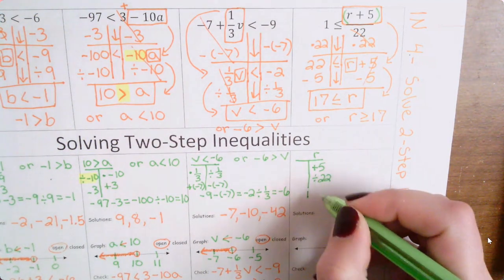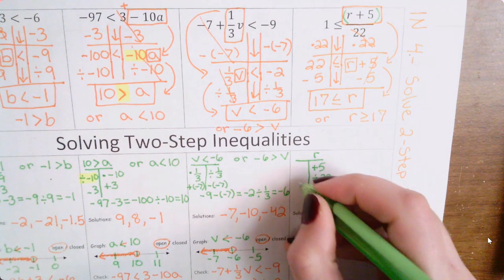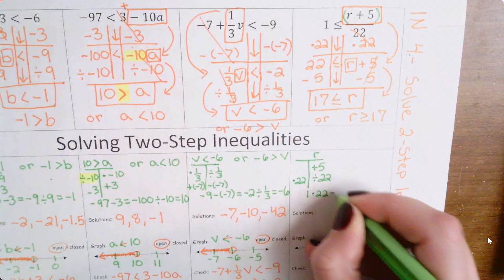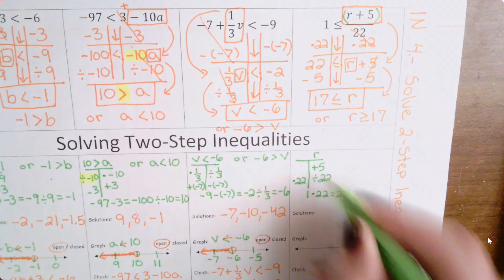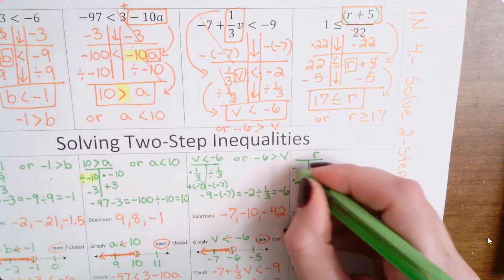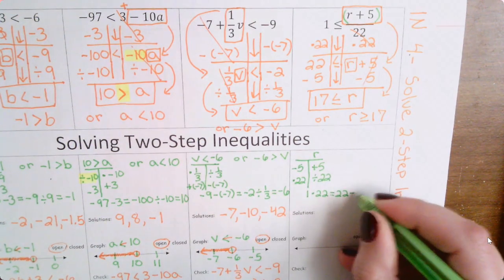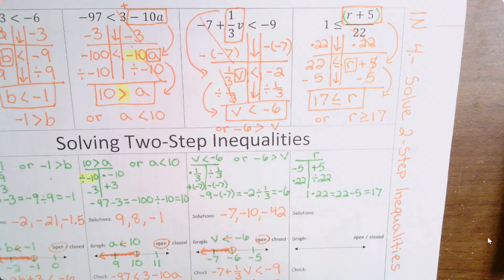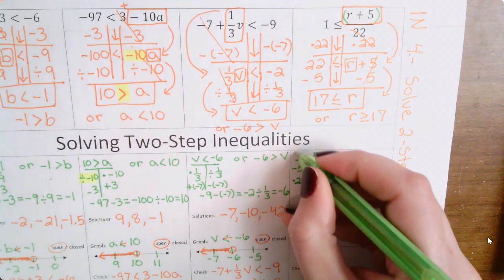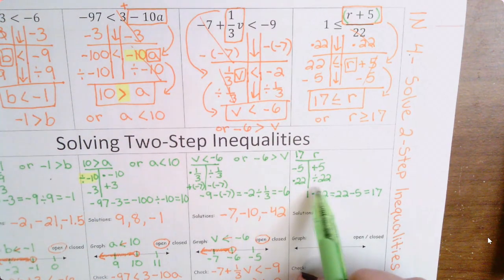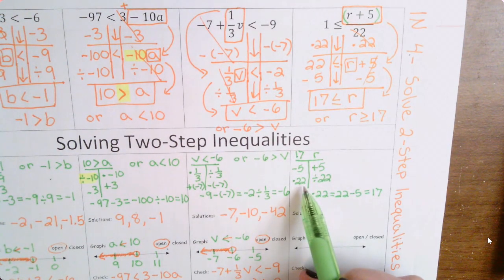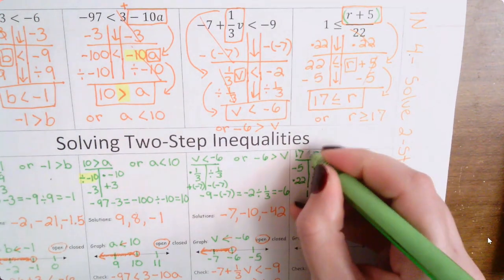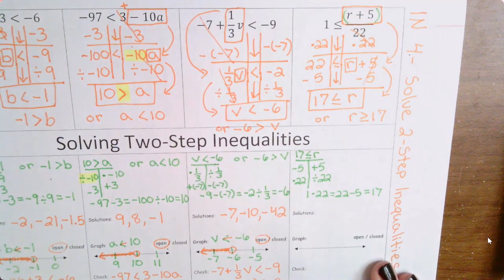So the opposite of dividing by 22 would be multiplying by 22. So 1 times 22 gives me 22. The opposite of adding 5 would be subtracting 5. So 22 minus 5 gives me the 17. So again, I'm not writing equal 17. I'm putting the 17 on the left-hand side. And since I did multiply to undo things here, but it was not a negative number, I just rewrite that inequality the way it was originally. So 17 is less than or equal to R.